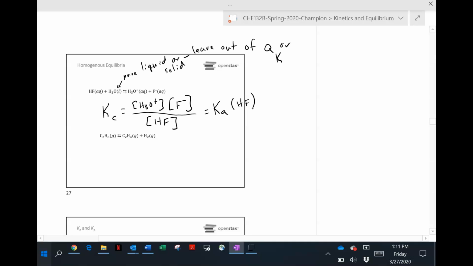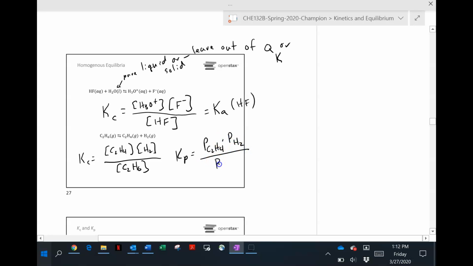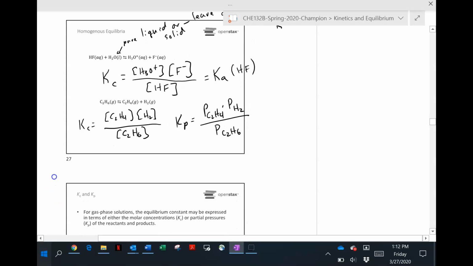Now the second equilibrium here, we have C2H6 giving up 2 hydrogens, which become H2, and becoming C2H4. We could do a Kc or a Kp there. Kc would be the concentration of C2H4 times the concentration of H2 over the concentration of C2H6. Or we could do a Kp, which is the P of C2H4 times the P of H2 divided by the P of C2H6. Again, nothing's raised to any powers because the coefficients are all 1. So they're all being raised to 1, which we don't bother to write.